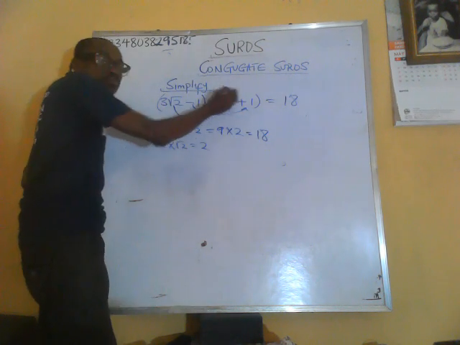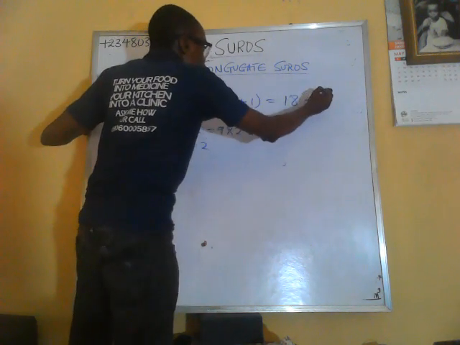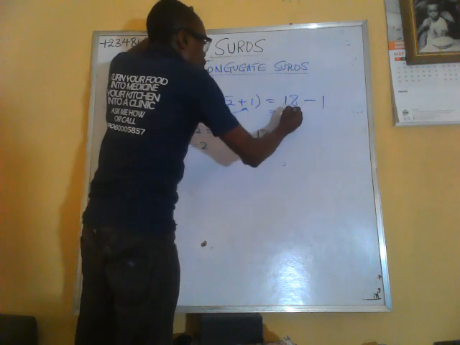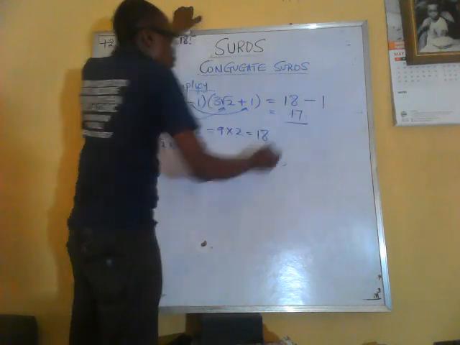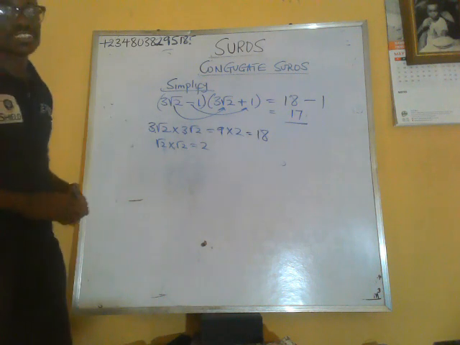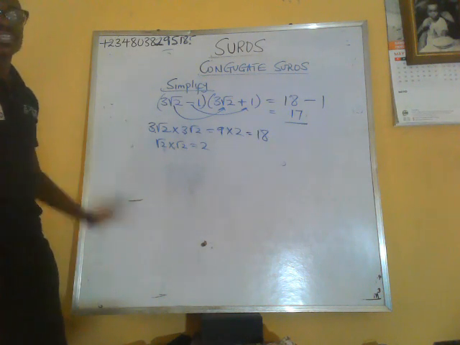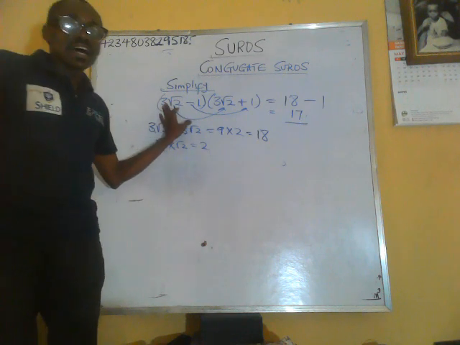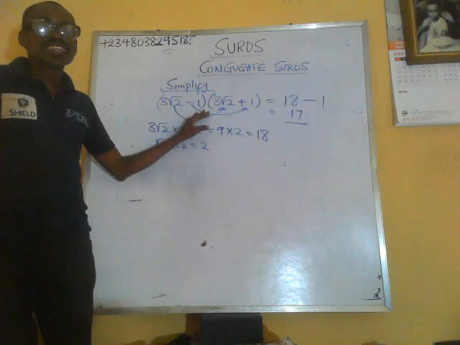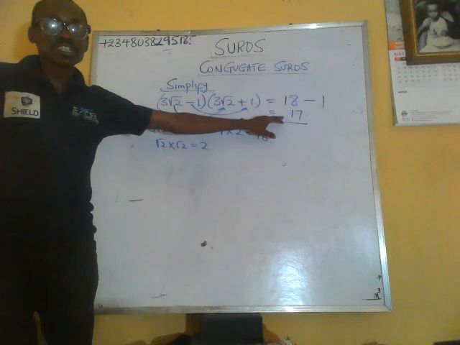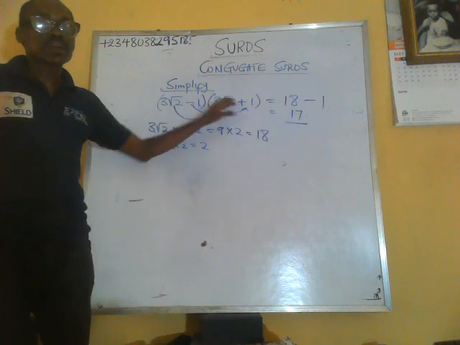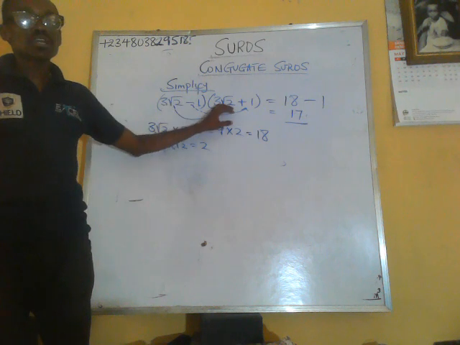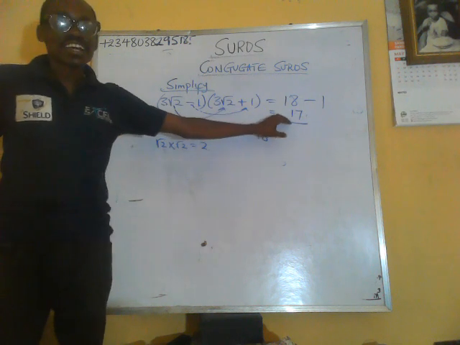Then minus 1 times plus 1 gives us minus 1. Minus times plus, minus. 1 times 1, 1. So 18 minus 1 is 17. That's the final answer. So we started from an irrational expression and we ended up in a rational number. These are irrational numbers. We multiply by the conjugate, and at the end of the day, we have a rational number.